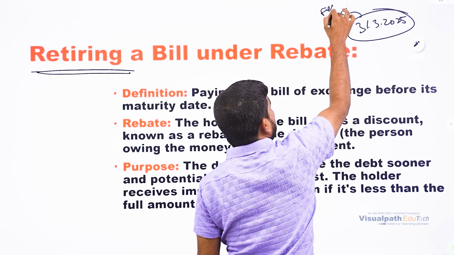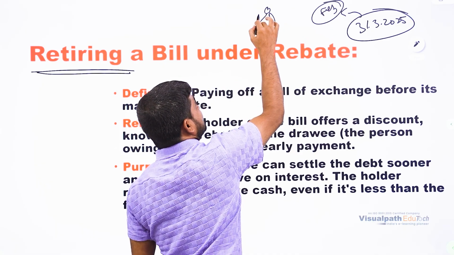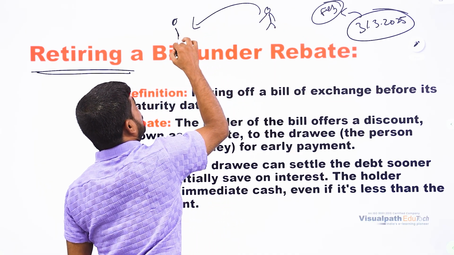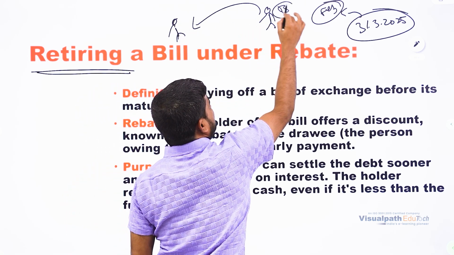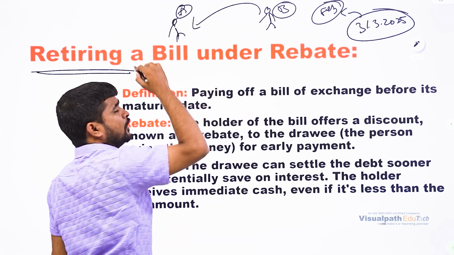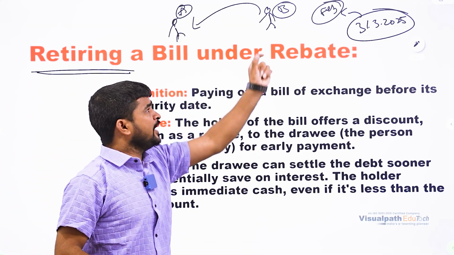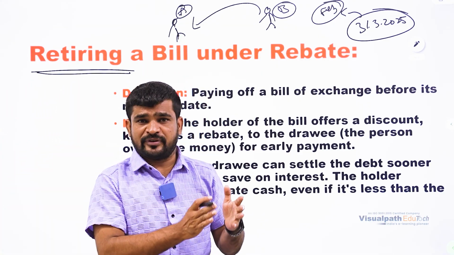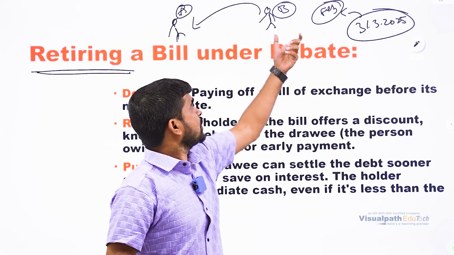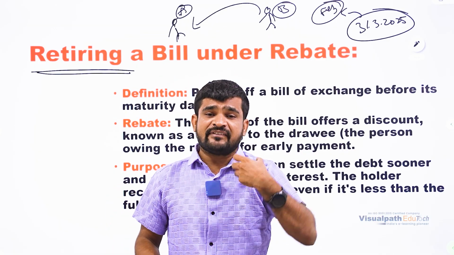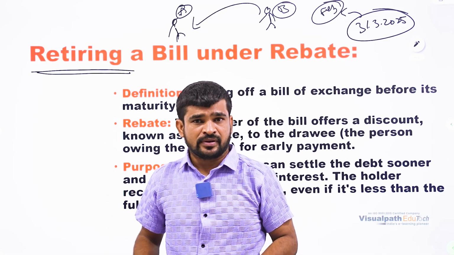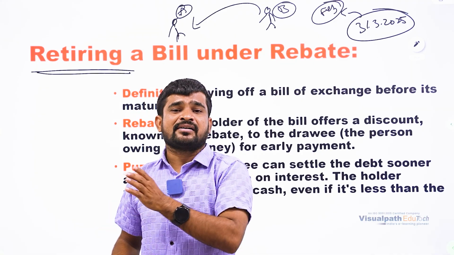In the month of Feb, the drawee is requesting directly to the drawer. Who is the drawee here? The B, Bharat, is requesting A, not for the renewal of bill, but this time requesting, I will make the payment in the month of Feb only. Meaning before the maturity date, the drawee is requesting to make the payment. I will make the payment before the maturity date. So that is called retiring of bill.